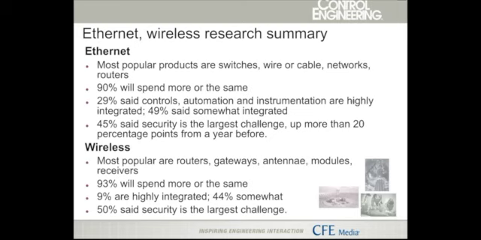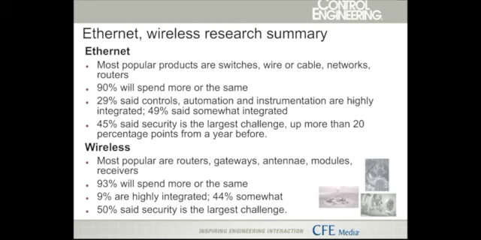So in summary, Control Engineering research on Ethernet identified switches, wire or cable, networks, and routers as the most popular products. 90% said they'd spend more or the same in the coming year, and 29% said Ethernet is highly integrated with controls and automation and instrumentation. 45% said security is the largest challenge with Ethernet.